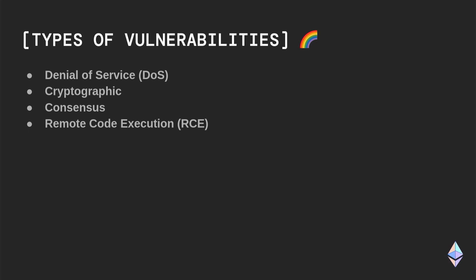We see quite a bit of cryptographic vulnerabilities related to BLS, etc. And the vast majority of vulnerabilities that we have seen has been denial of service vulnerabilities. So these type of vulnerabilities are vulnerabilities that could take down your client, or cause your client to behave in a way that it cannot complete the tasks assigned.